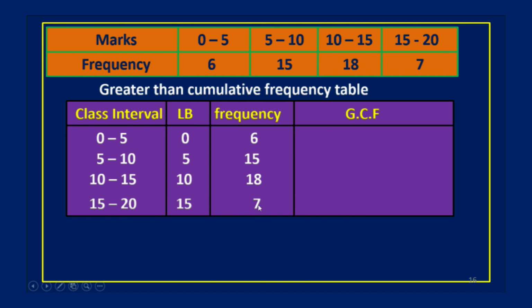Now to find GCF, I am taking the last frequency. Children, what is the last frequency here? Yes, it is 7. Now what you have to do? 7 should be added with 18. So what is 7 plus 18? 25. Now this 25 should be added to 15, we will get 40, and 40 should be added with 6, we will get 46. Children, in LCF we are adding from first frequency to last frequency progressively. Here in GCF we are adding from last frequency to first frequency progressively. So we are calling it greater than cumulative frequency table.